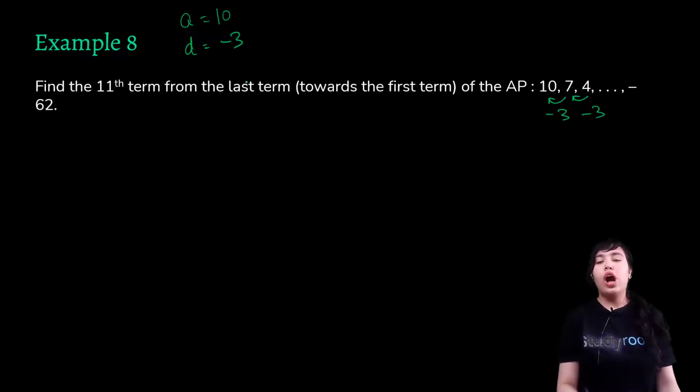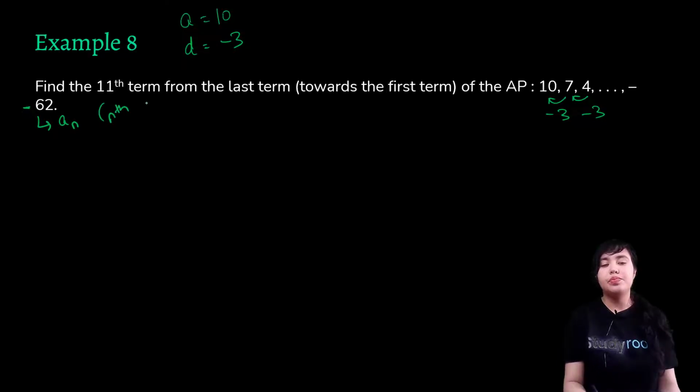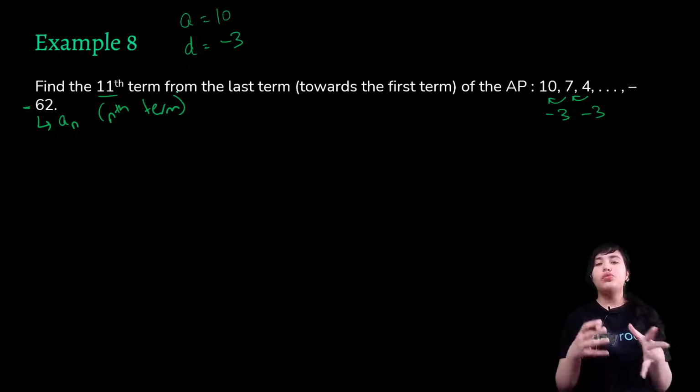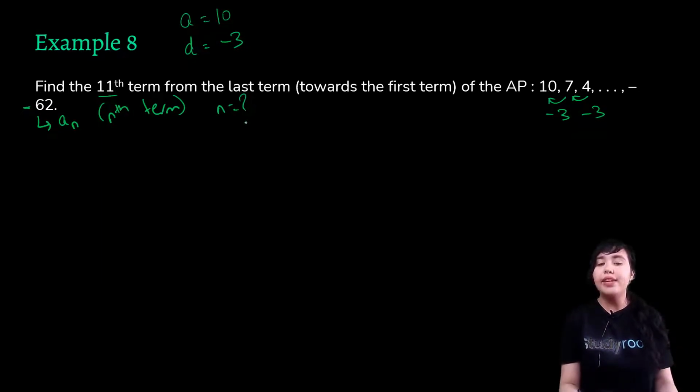Now you don't know how many terms are there, but you know that the last term is minus 62. So let's say that this AP is having n terms. The last term is an, that is the nth term. So if you want to find out the 11th term from the end, you first need to know how many terms are there. That's why we are interested in finding out n first and then the 11th term from the end. So how do you find it?